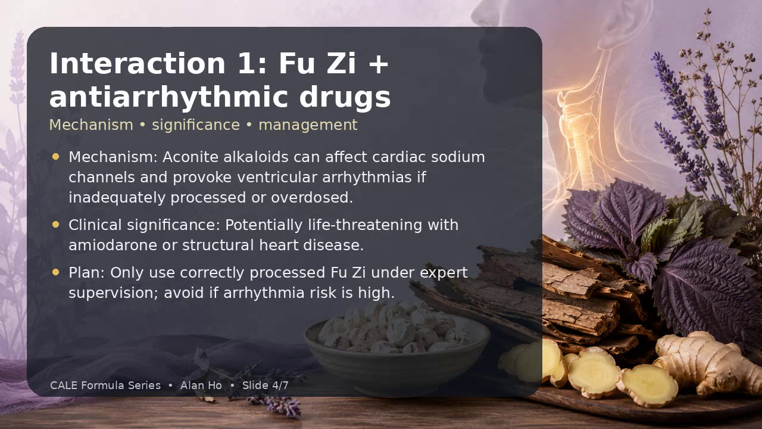Interaction 1 is Fu Zai plus antiarrhythmic drugs. The mechanism is aconite alkaloids can affect cardiac sodium channels and provoke ventricular arrhythmias if inadequately processed or overdosed. The clinical significance is potentially life-threatening with amiodarone or structural heart disease. My management plan is only use correctly processed Fu Zai under expert supervision. Avoid if arrhythmia risk is high.